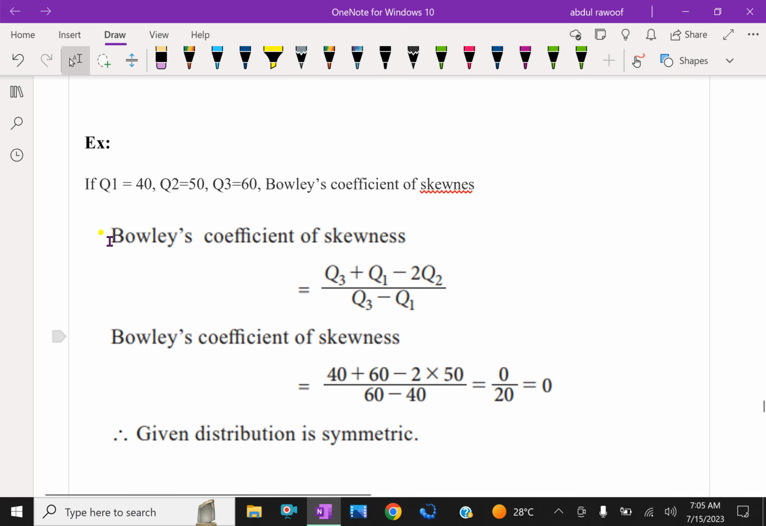Look at this example. If Q1 is 40, Q2 is 50, Q3 is 60, then Bowley's coefficient of skewness is Q3 plus Q1 minus 2Q2 over Q3 minus Q1. Therefore, applying the values, 40 plus 60 minus 2 into 50, 100 minus 100 is 0, over 60 minus 40 is 20. 0 over 20 is 0. Therefore, the given distribution is symmetric because the coefficient value is 0. So that means the given distribution is symmetric, you can understand.